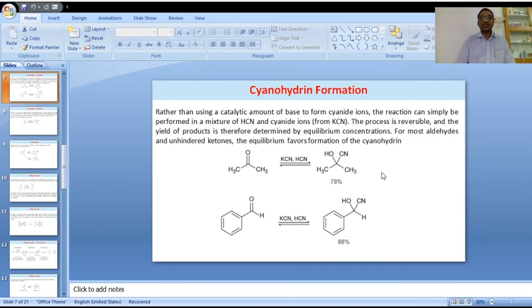This is about cyanohydrin formation with the use of aldehydes and ketones. For most aldehydes and unhindered ketones, the equilibrium always favors formation of the cyanohydrins. The percentage may be different. Okay.